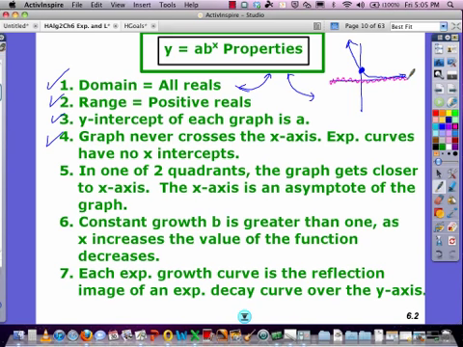Constant growth, it's greater than 1, so as x increases, the value of the function decreases. So we're talking right now, as x increases, the y value is decreasing. And you could do the same thing if it was a decay situation. So we have really talked about all of these, but they are key pieces to your graphs.